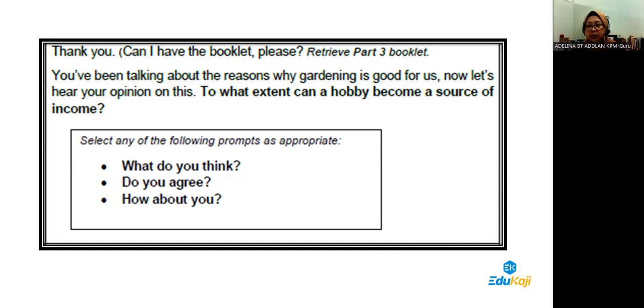But if the student doesn't understand, then you can just say that a hobby can become a source of income because nowadays people do not want to go out, because fruits and vegetables are quite expensive. So gardening is good for us. That is also answering the question. So you don't have to worry about the word extent there. And your teacher in front of you would actually help you to rephrase the sentence if they feel that you have some problems understanding it.